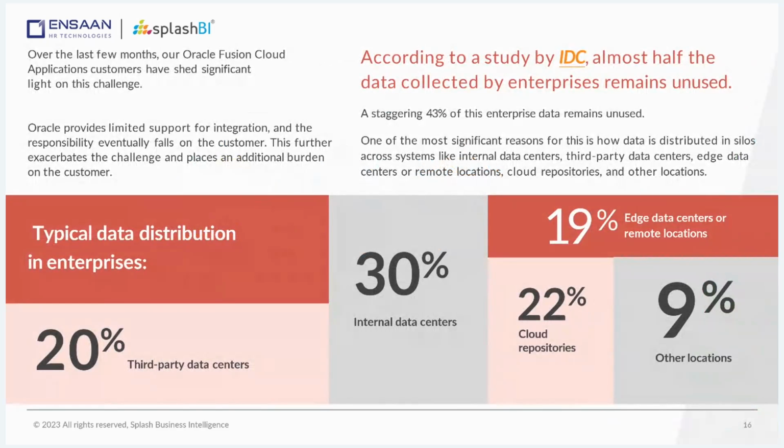So, as the organizations are moving to SaaS-based applications like Fusion, enterprises struggle with utilizing the data from cloud-native ERP as well as SaaS systems. Right. So over the last few months, our Oracle Fusion Cloud application customers have shed significant light on this challenge around extracting the right data sets and getting rid of the data silos for insights, reportings, and data-driven decisions, because these are the holy grails of all the modern data-driven enterprises. According to IDC, and as you can see the numbers within the screen, around 43% of overall enterprise data remains unused. And that's a very typical data distribution, right?